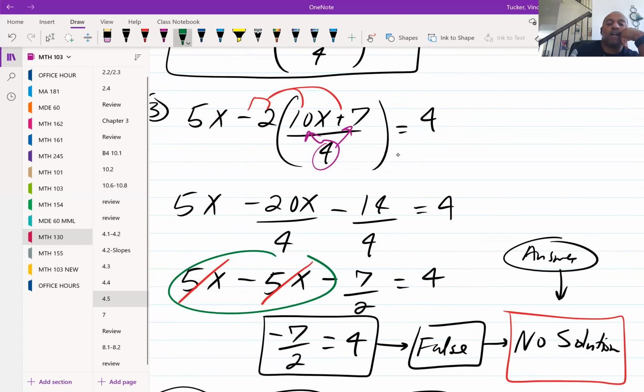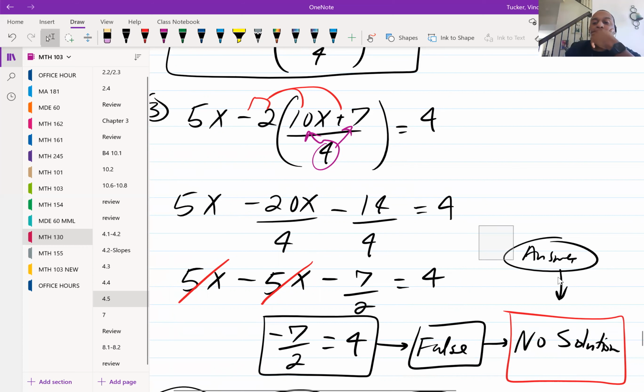So notice our 5's canceled over here. And that'll be -7/2 equal to 4, which is false. So that means our answer is no solution. So remember, once again, the variables cancel, and you have a false statement. -7/2 equal to 4 is false. That means your answer is no solution.